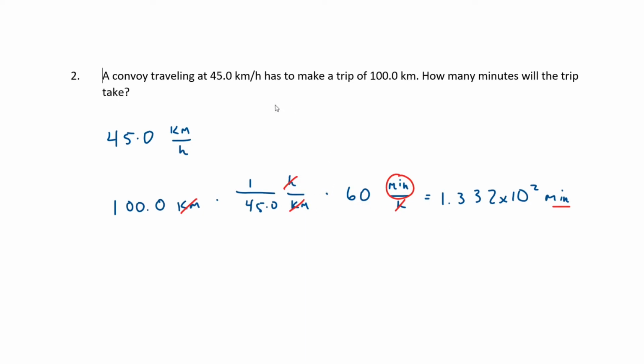So again, we'll check how many significant figures we have here. So this is 1, 2, 3, 4, and it's divided by 1, 2, 3. And according to our rules, the least number of significant figures dominates here. So the maximum that we can have is 3. So our final answer has to be 1.33 times 10 to the 2 minutes. And we'll throw a square around that.